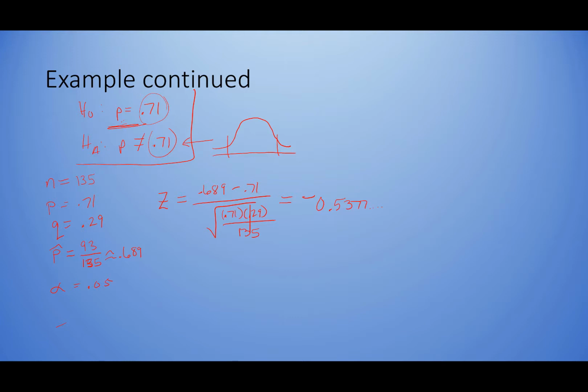Depending on the technology that you're using, you may not need to round, but if you are looking this value up on a table, you will have to round it to whatever decimal your table will go to. The table that I'm using only goes to 2 decimal places, so I am going to round my z-score to negative 0.54. And this right here is my test statistic.